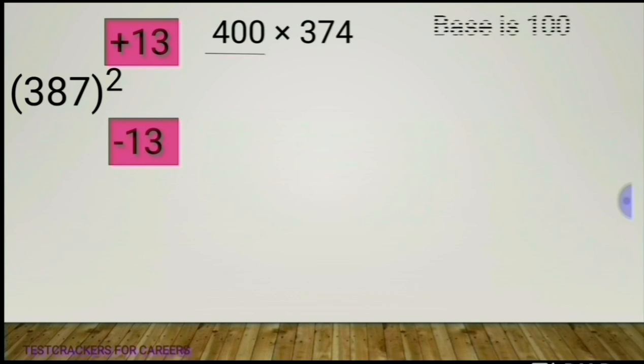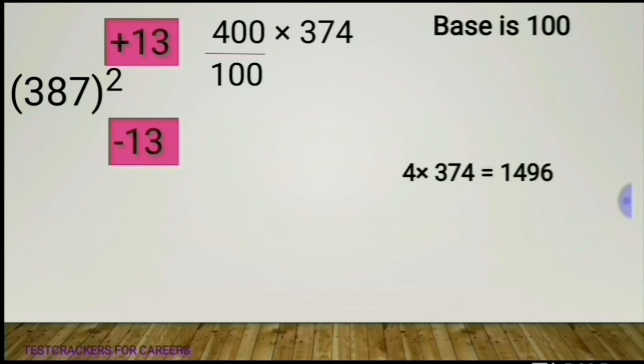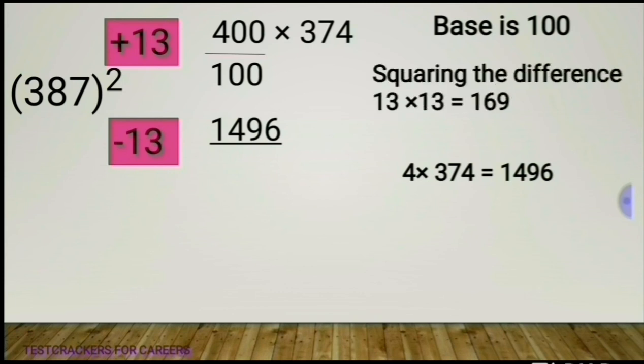The first part of the answer is got by multiplying 4 by 374, which is 1496. We write 1496 in the first part. For the second part, we square the difference, which is 13. 13 squared is 169. Since the base is 100, we can write only 2 digits in the second part. And we carry over 1 to the left hand side.